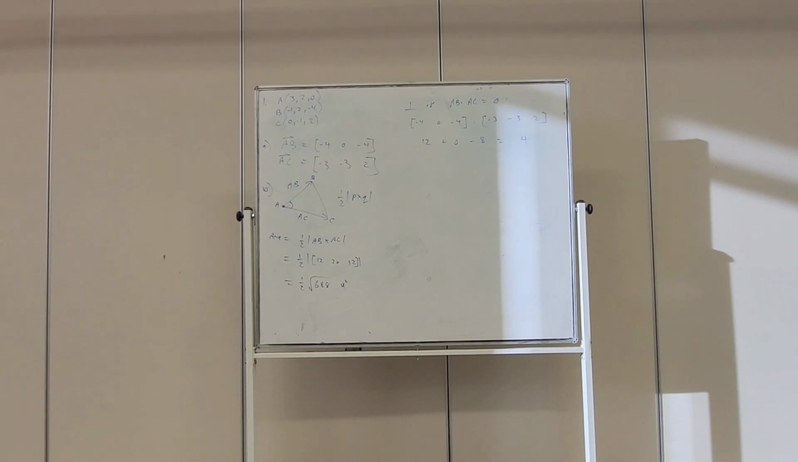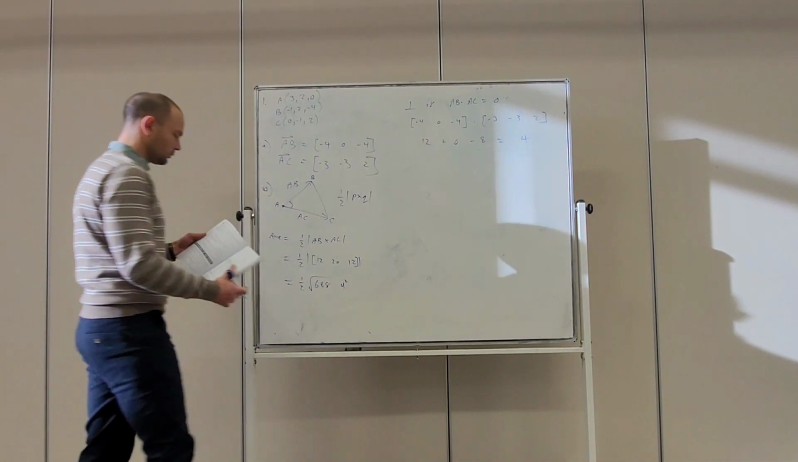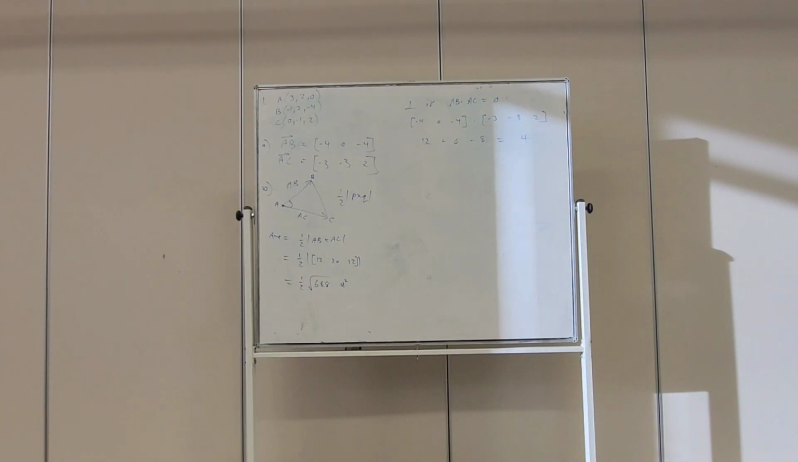Part D then goes on to say, alright, well, find the angle between AB and AC. If they're not perpendicular, find that angle in here. So we're talking about angles between vectors. This is in chapter 5, so you can look at your notes or your textbook. So 5G we're looking at, and we'll come up with a nice formula there for angles between vectors.